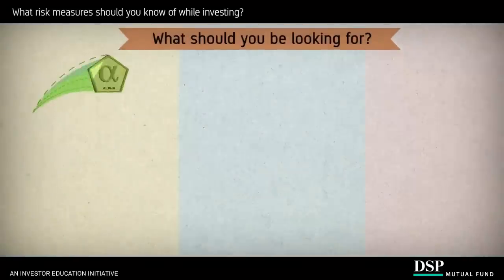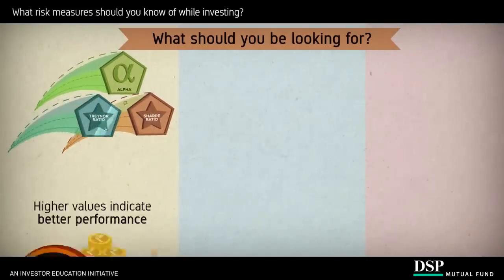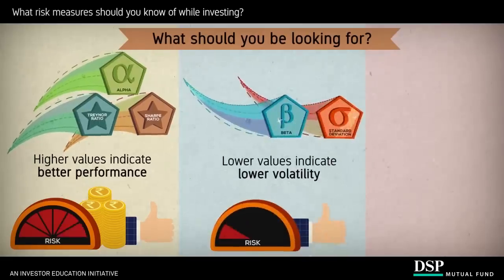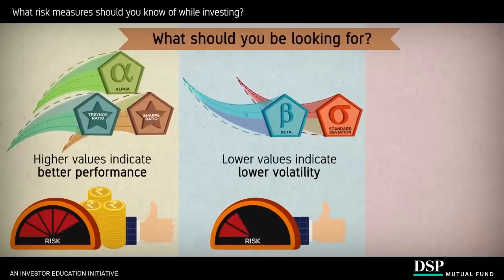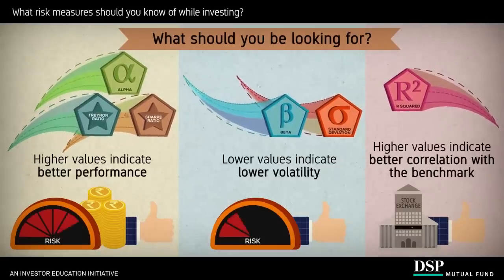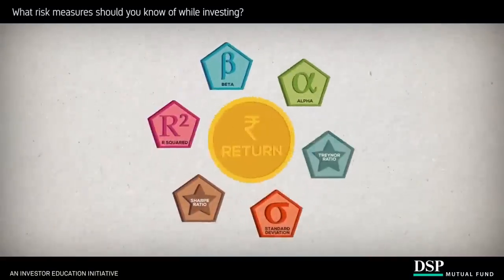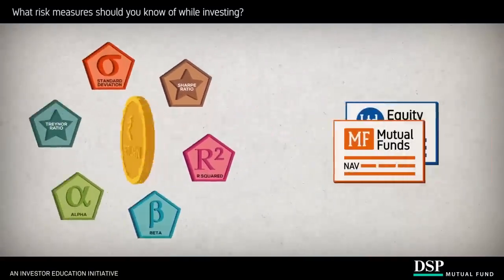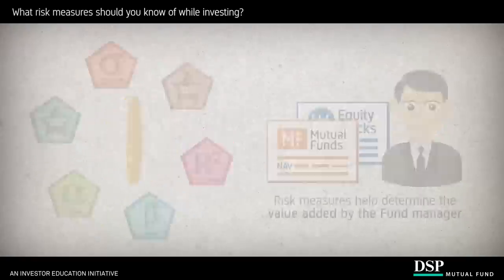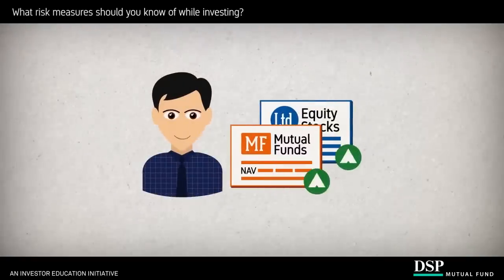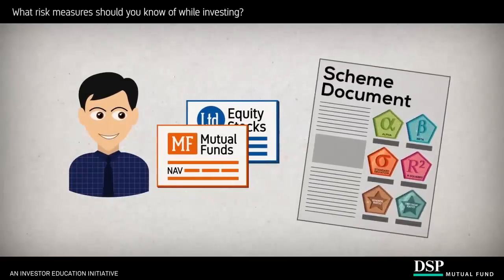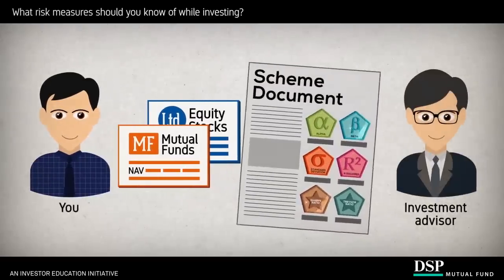In summary, a higher alpha, Sharpe ratio, and Treynor ratio indicate better potential performance. Lower beta and standard deviation indicate lower volatility, and a higher R-squared indicates a better correlation with the benchmark. Together, these indicators can help investors determine the risk-return profile of an investment and judge the real value added by the fund manager. So when you consider an investment product, don't make a decision based solely on performance. Understand the various risk measures and ratios and discuss them with your investment advisor.